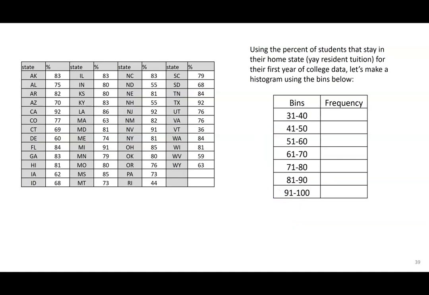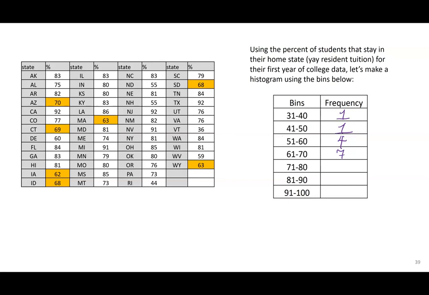For frequency, for ease, I used some highlighting here. Looking in the 30s, we only have Vermont, so the frequency is 1. Now I'm going to look at 41 to 50. I only have 1, it looks like Rhode Island. There we go. Now 51 to 60, looks like 4 of them. So 4. Then 61 to 70. I have 4 in this first column, 1, okay, so 7.